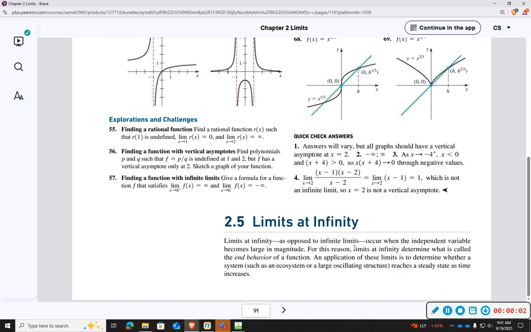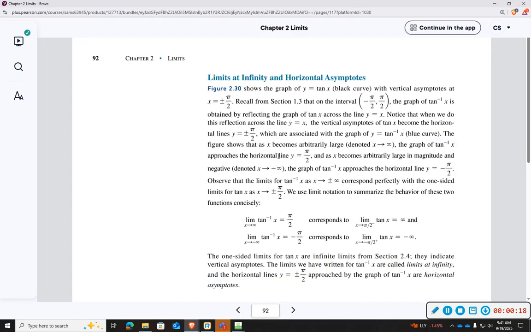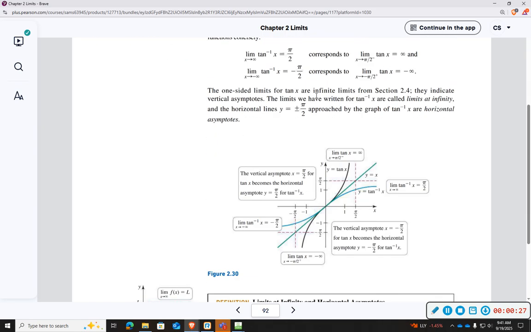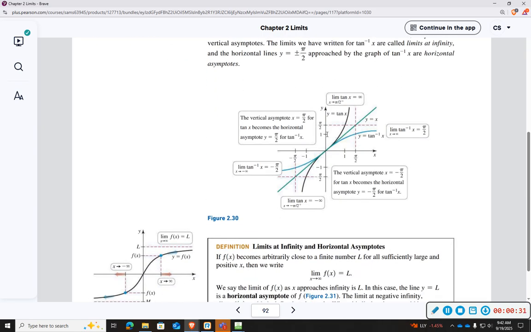All right, today we're going to be looking at section 2.5, limits at infinity. In this section, we're going to be looking at the end behavior of graphs as x gets infinitely large or infinitely large in magnitude in the negative direction. One of the things that causes an infinite limit to approach a finite number would be horizontal asymptotes. And so this goes over some of those properties and some of the graphs that you'll see.